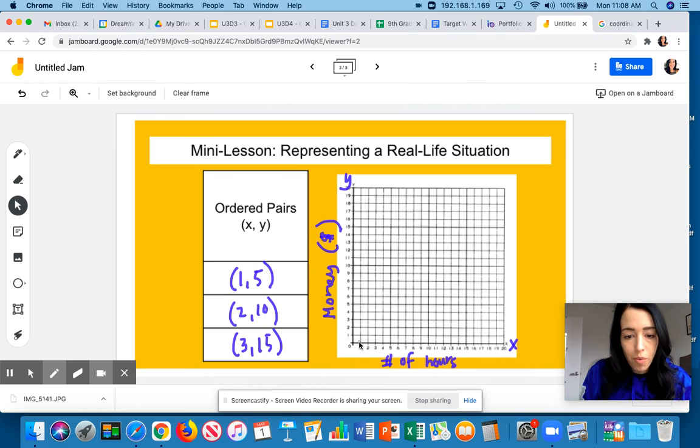I'm going to go at 1 hour, so (1, 5), I make $5. I'm going to plot that here. At 2 hours, (2, 10), I made $10. And at 3 hours, I make $15. All right, and so you can start to see we are creating a function.